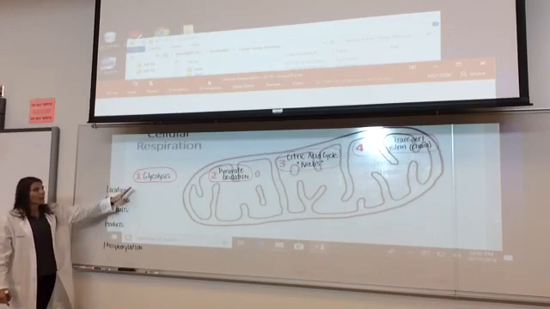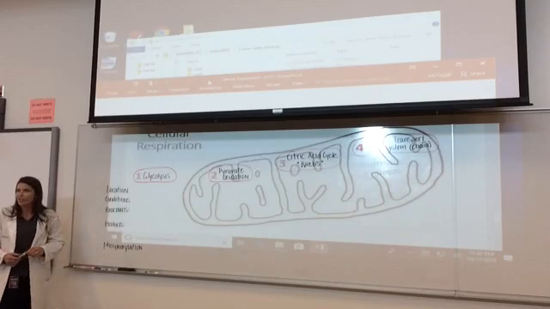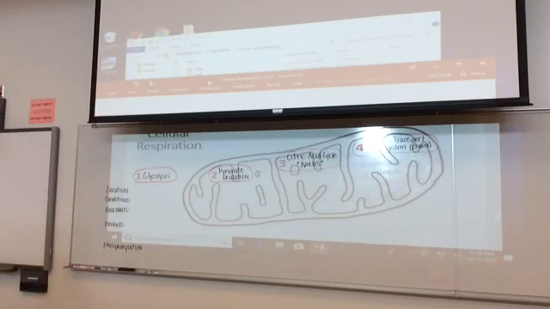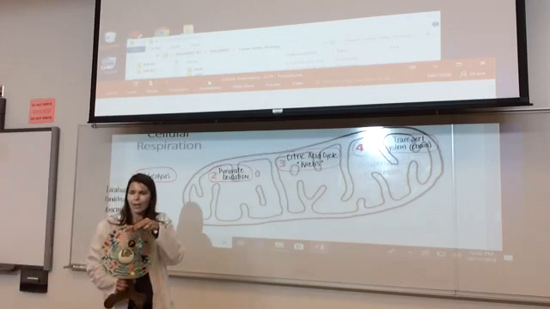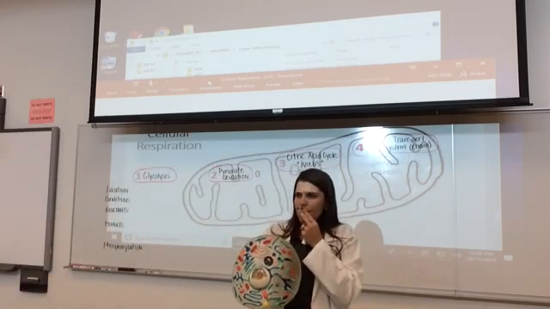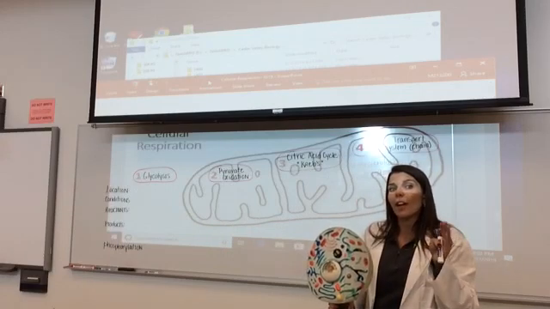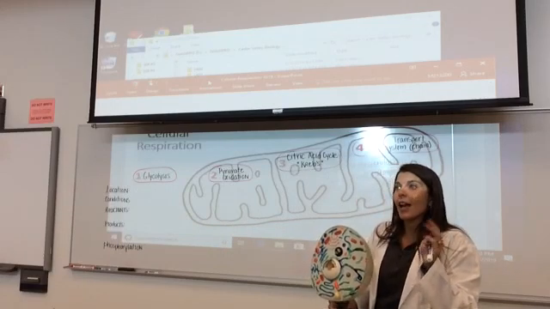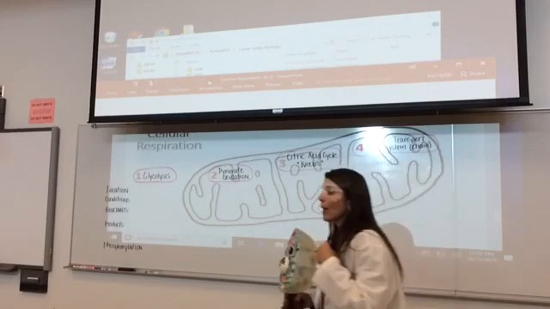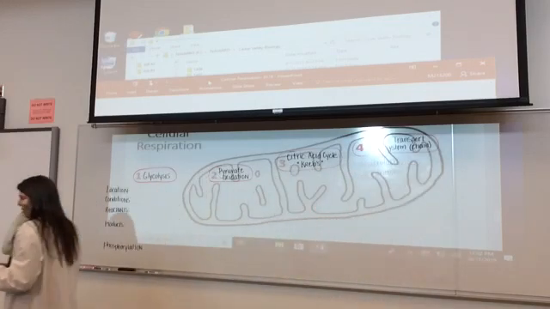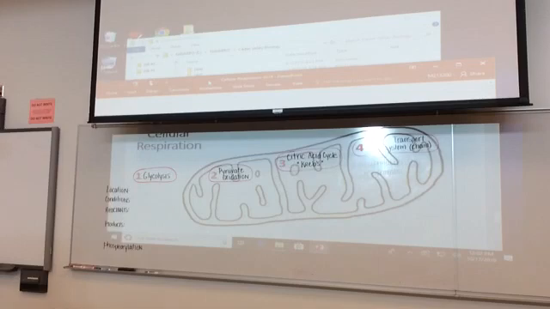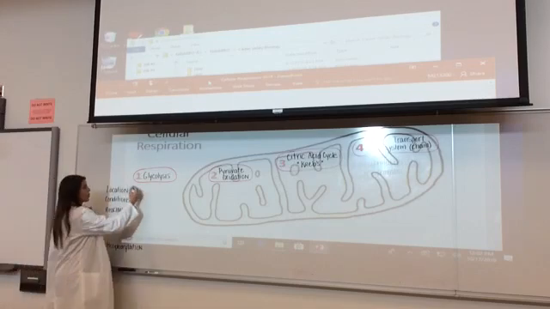But where do you think step 1 occurs? It's outside the mitochondria. So what do we call the area outside the mitochondria? Cytoplasm. If I wanted to be more specific, I could call it the cytosol. Cytoplasm is not wrong collectively speaking, cytosol is more specific. Okay, so I'm going to put both.